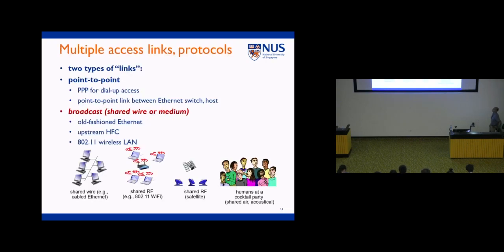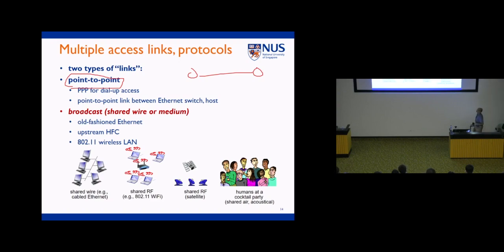In general, we have two kinds of links. The first one is a point-to-point link. A point-to-point link is basically one end here, one end there. One end of the link is one node, the other end is another node, and nobody else is sharing that link.